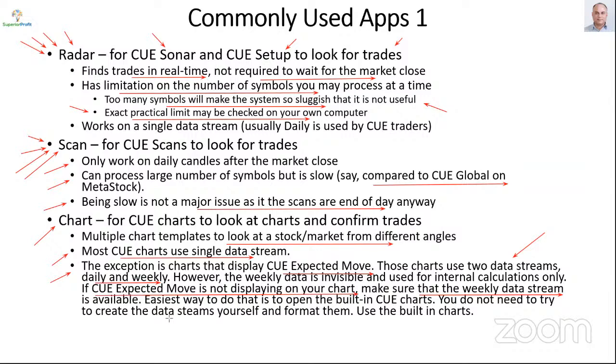Because one is hidden and one is visible, it is a little bit cumbersome to set them up properly. So you may not want to set them up yourself. The easiest way to do it is to just open the built-in Q charts. If something is messed up, just open the built-in Q charts and copy that chart into your own custom desktop or custom workspace, if that is the way you are using them.